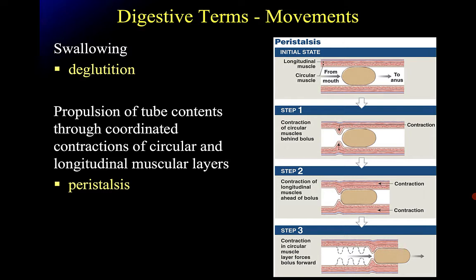Now, the more common term that we're going to be using is peristalsis. This is propulsion of contents through coordinated contractions of both of those muscular layers, the circular and the longitudinal. And so you can get an idea that we have here a bolus, a swallowed object inside of a tube like this. And we can squeeze behind that using those circular layers. There can then be contractions of the longitudinal layers, and that's going to help us along with movement of where we are contracting that circular layer to propel an object in a particular direction.